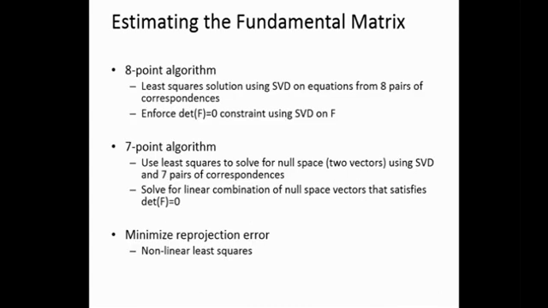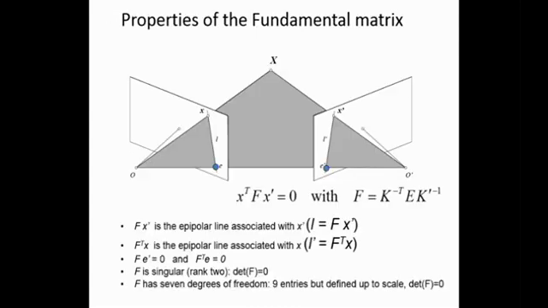All right, so now how do we estimate the fundamental matrix? The most common algorithm that's used is the 8-point algorithm, which is just a least squares solution using SVD from 8 correspondences. Note that we have this equation x transpose F x prime equals 0. For every pair of corresponding points, I have a single equation. I'm always going to get some coefficients times the variables that I want to solve for equal to 0. So it's a homogeneous system of equations.